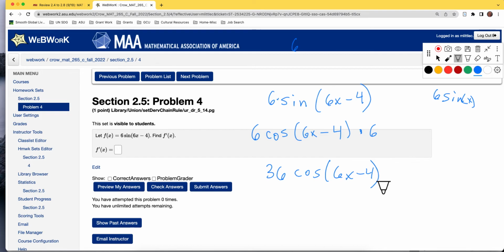Does that help, though, with what? Yeah, I think I blanked out. Why did we do times 6? We did times 6 because that's a good question. What I did is I took this inside stuff here, so let me write that and make it more explicit. 6x minus 4, I took its derivative. Derivative of 6x is 6x to the 0, which is 1. Derivative of 4 is 0. So the derivative of the inside stuff was just 6. So I multiply derivative of the outside stuff times derivative of the inside stuff.